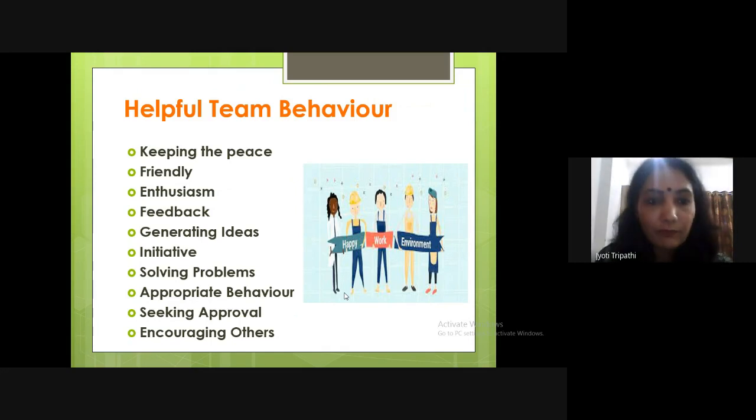So there are certain helpful team behaviors. One is keeping peace and harmony in the environment. Now, I was discussing spiritual practices. Keeping a peaceful, happy and harmonious environment is the utmost requirement of any team, any organization, be it personal or professional. So here it is very important for all of us to understand that nothing would be achieved overnight.